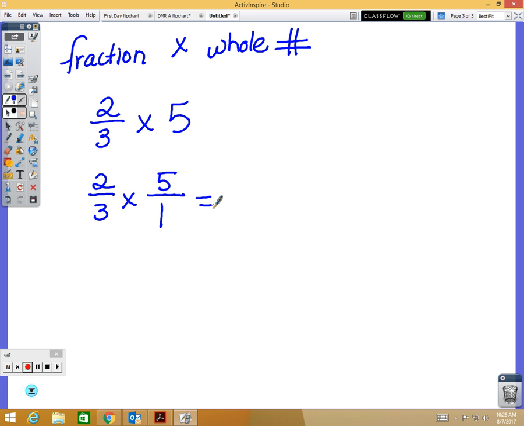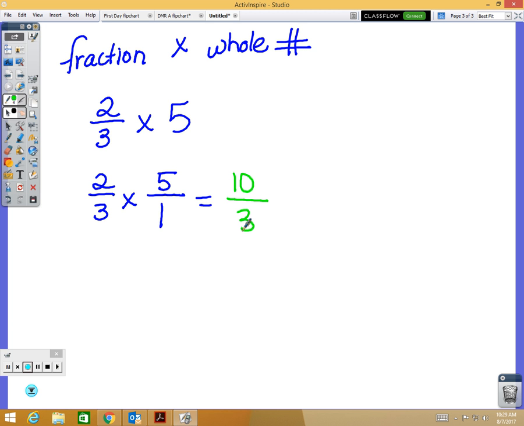Some people get confused and think, oh, I'll put a 5 over 5. What does 5 over 5 equal? 1 whole. Okay? All right, so now we can use our steps. Now I'm going to look, can I cross reduce? 2 and 1? No. 3 and 5? No. So I need to go ahead and just multiply. So 2 times 5 is 10, and 3 times 1 is 3.